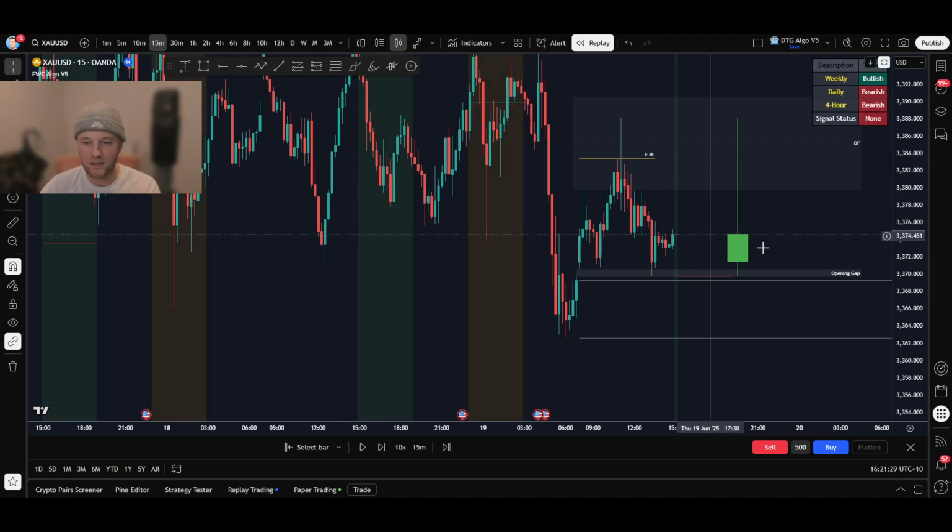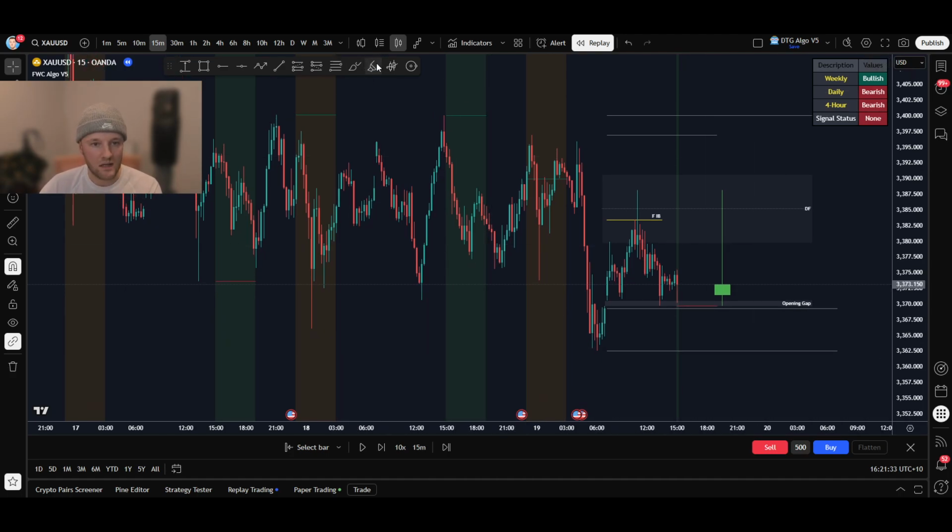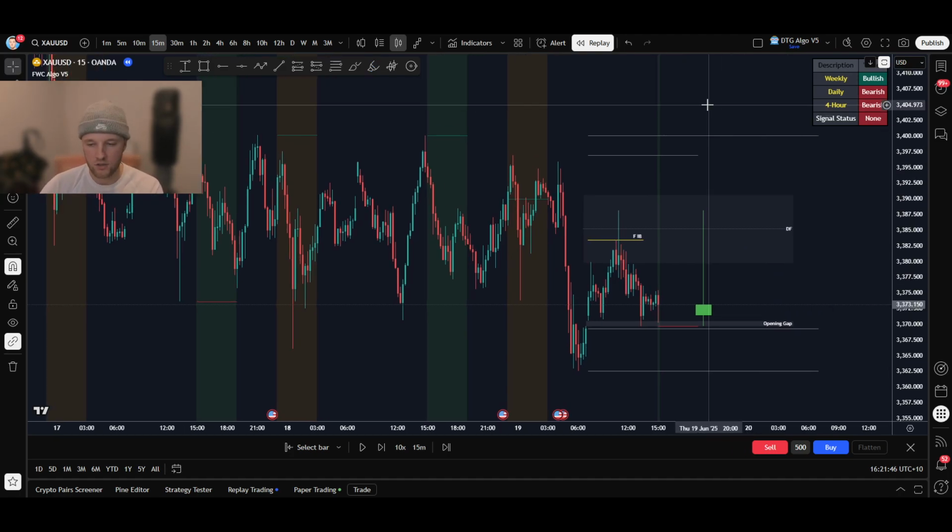Okay. If I turn on the DTG indicator, we can see that there are levels or highlighted areas on the chart right now, right? Green and brown goldish. These are my trading windows. This is when I like to execute on setups once I have the right confirmation.